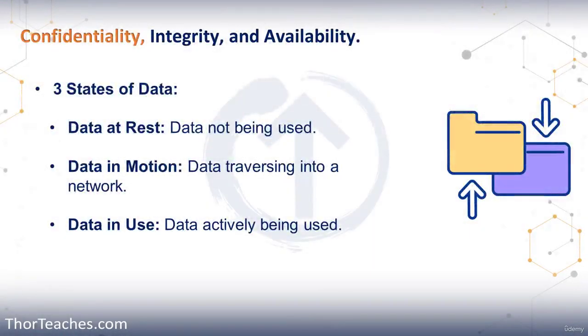In this lecture, we're going to continue with the CIA Triad, and we're going to look at the 3 states of data. So to help us better protect against all these bad things, we need to look at the 3 states of data. We have data at rest. That's data sitting on a disk or a tape somewhere. It is not being used. Then we have data in motion. That's data that is traversing some sort of network. And then we have data in use. That is data that's actively being used on a workstation or a server.